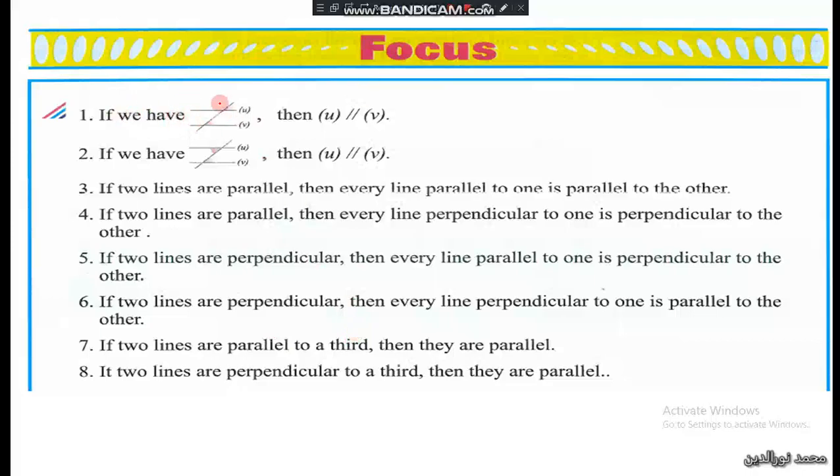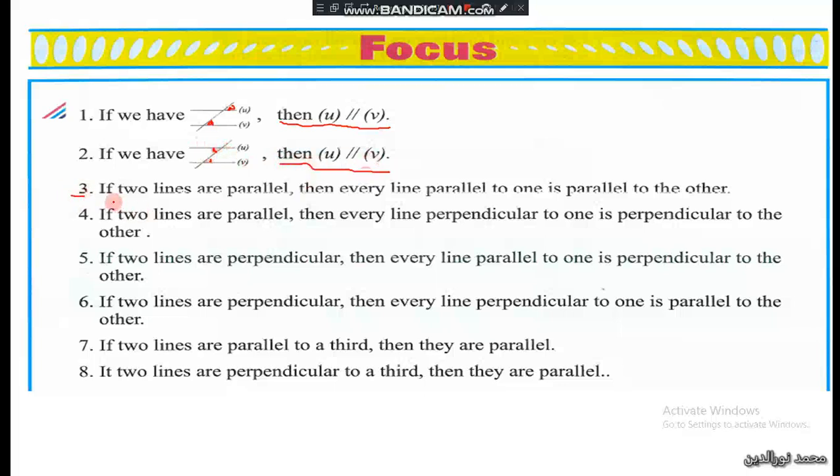If we have two lines and we have two corresponding angles, and the corresponding angles are equal, then the two lines U and V are parallel. This is the converse property. And here, if we have this shape Z and this angle equal to this angle and they are alternate, so if we have two equal and alternate angles, then the two lines U and V are parallel.